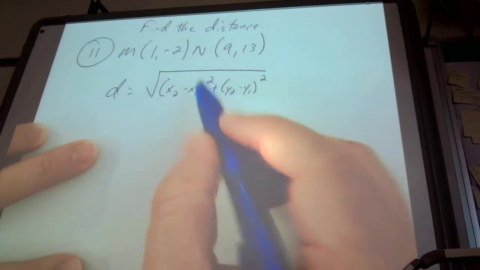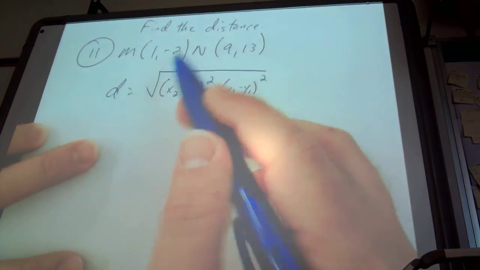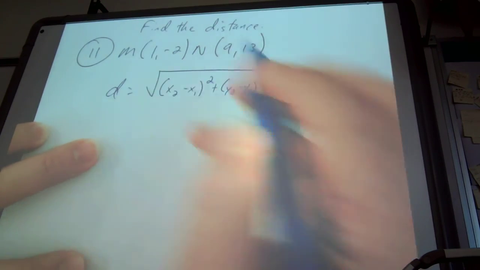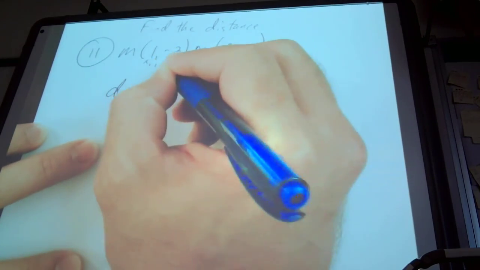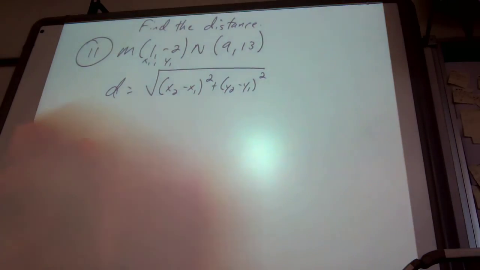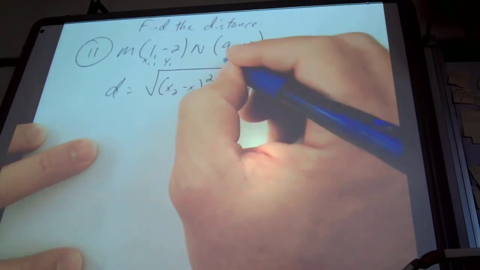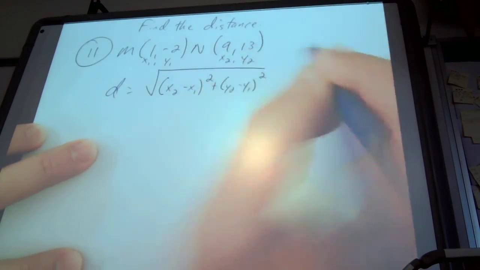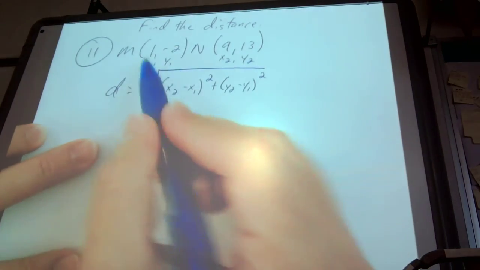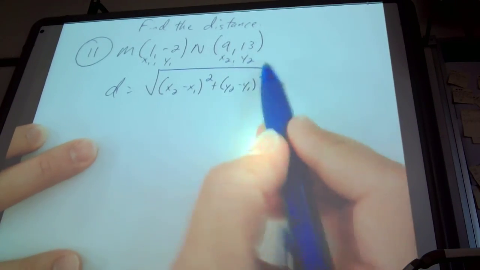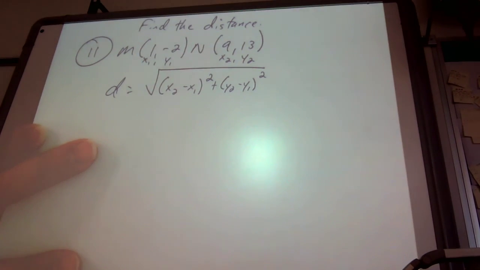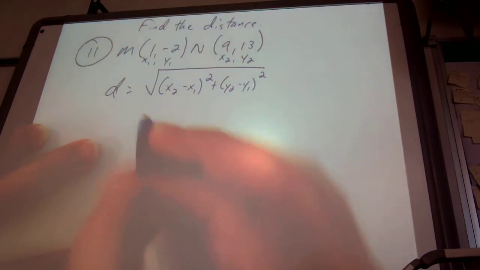Formula should be good. Let's go label our points. Since M is up there first, I'm going to label these first. There's my x1, there's my y1. Wherever I pull x1, I've got to pull y1 from. So I'm going to call this x2 and y2. To be honest, you could call this x2, y2, and this one x1, y1, as long as x1 and y1 are together, and x2 and y2 are together. All right, here we go.